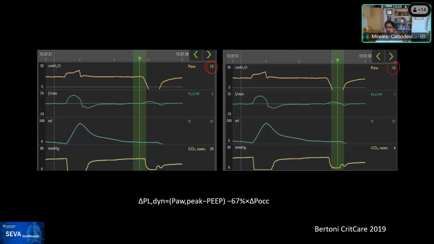And so you have to move the cursor until you find it. So this patient went from 12 to minus 13. So the Pocc on this patient is, well, 25. Yeah. Rob, comments here.